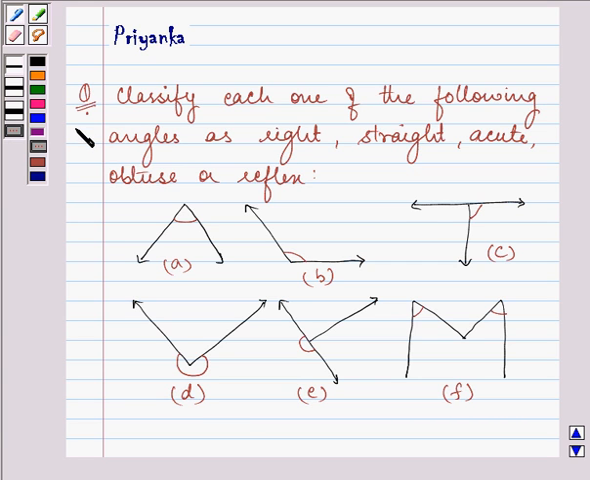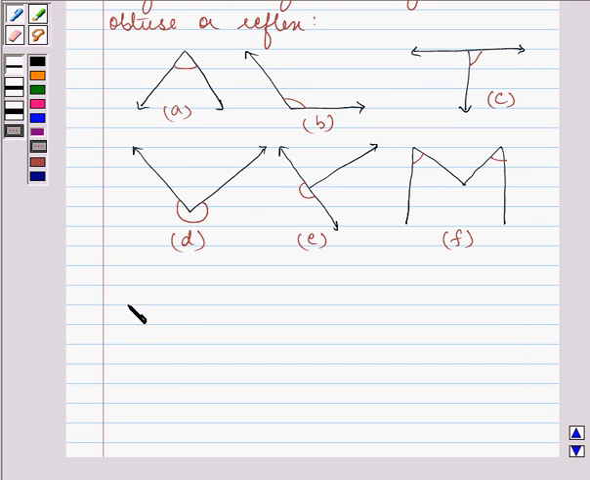Let us discuss the following question. It says, classify each one of the following angles as right, straight, acute, obtuse, or reflex. Now, these are the figures which are given to us, but before proceeding on, we should be well versed with what a right angle means.